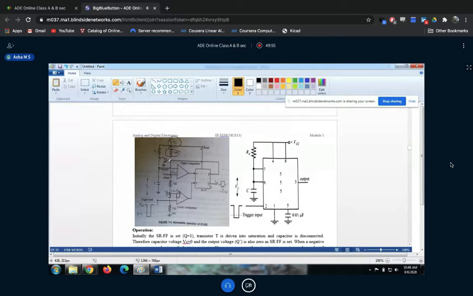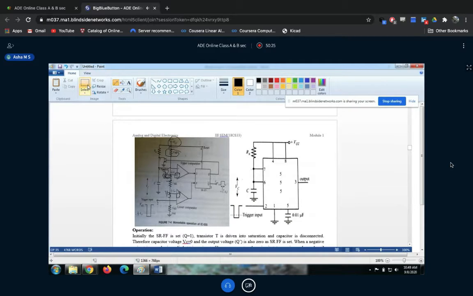Just understand it. Whatever VCC we have applied here, because of the presence of these three 5 kilo ohm resistors, the voltage at the inverting terminal of the upper comparator is two-third VCC. The voltage at the non-inverting terminal of the lower comparator is one-third VCC. So please keep these 2 points in mind. Remember these 2 points.